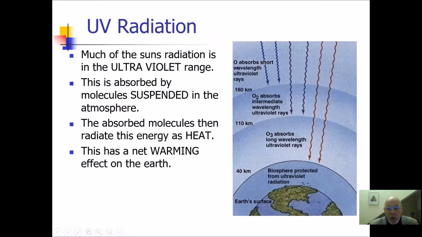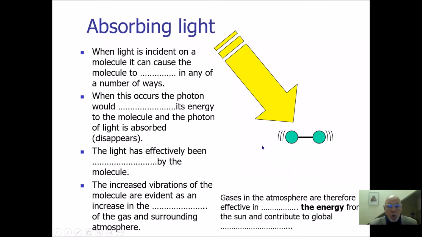So much of the radiation that comes through is in the ultraviolet range. It is absorbed by molecules suspended in the atmosphere. We've got oxygen, we've got ozone, we've got a number of other molecules in the atmosphere which absorb the radiation that's coming through. When the molecules absorb this radiation, they then radiate the energy back out as heat, and we'll have a look at exactly how that happens. But the net effect is that this process of radiation being absorbed by the atmosphere has a net warming effect on the Earth. And we'll go and have a look now how that actually works.